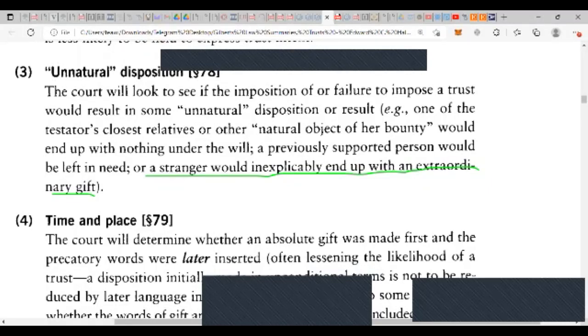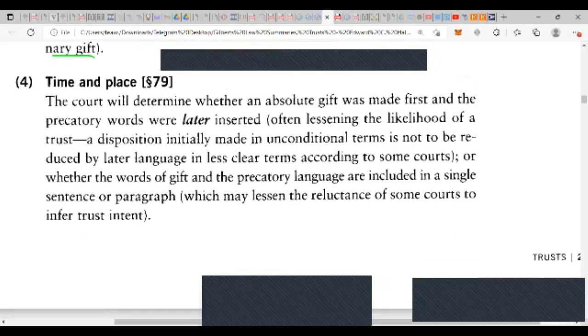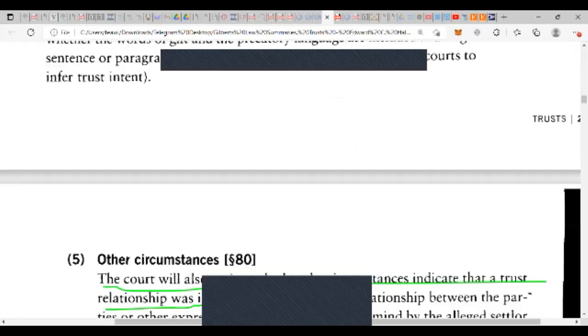Number four, time and place, Section 79. The court will determine whether an absolute gift was made first and the precatory words were later inserted, often lessening the likelihood of a trust. A disposition initially made in unconditional terms is not to be reduced by later language in less clear terms, according to some courts. Or whether the words of gift and the precatory language are included in a single sentence or paragraph, which may lessen the reluctance of some courts to infer trust intent.